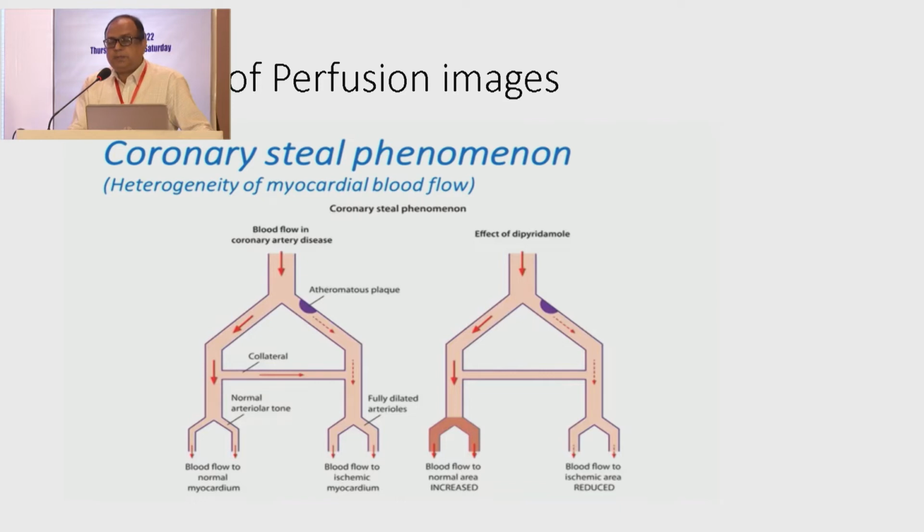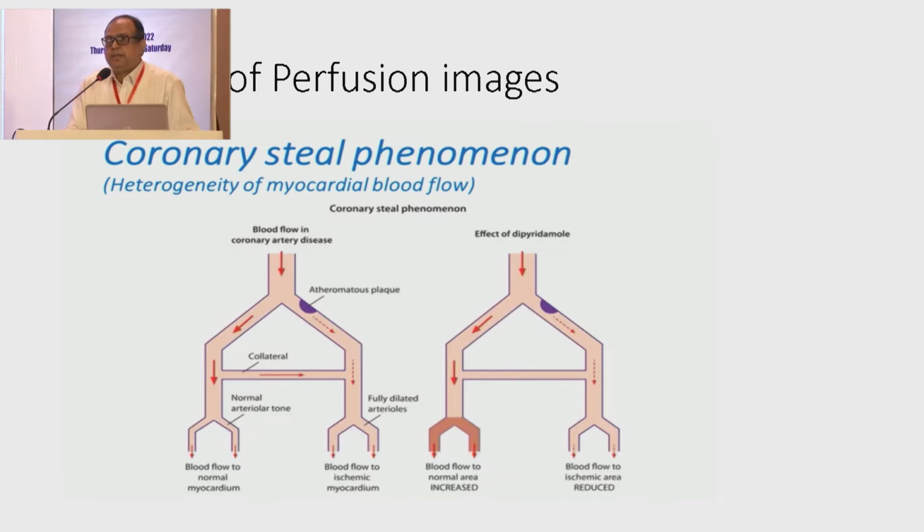So what is the principle of perfusion imaging? Look at the left panel. When there is significant stenosis of a coronary artery, there is reduced flow in the artery, and ultimately there is auto-regulation at the level of microcirculation, which causes blood flow to the ischemic myocardium to be equal to that of healthy myocardial vessels. And this occurs as auto-regulation.